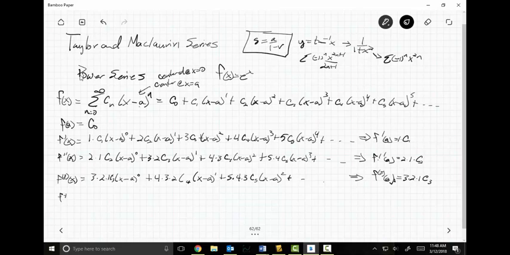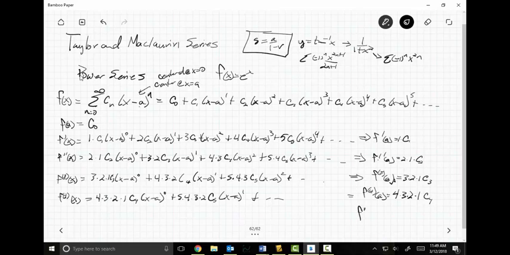Last one. The fourth derivative of x is equal to, this is a constant term, it disappears. This is 4 times 3 times 2 times 1, c sub 4 times x minus a to the 0, plus 5 times 4 times 3 times 2, c sub 5 times x minus a to the first, plus dot dot dot. Now remember, this is going on for good. Well, what are you noticing? That means that the fourth derivative at a is equal to 4 times 3 times 2 times 1 c sub 4. And this would go on forever.